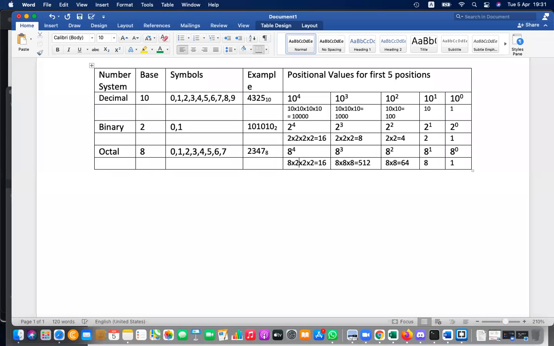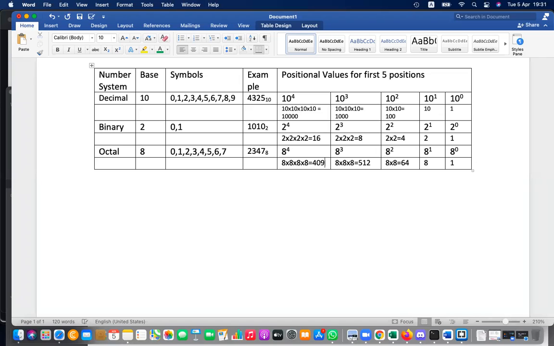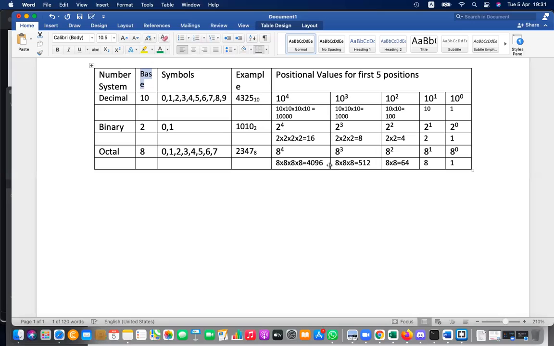So then next one is 8 into 8 into 8 into 8. Is it 1024 or 4000? It is 4096. Check, check. Multiply and see.